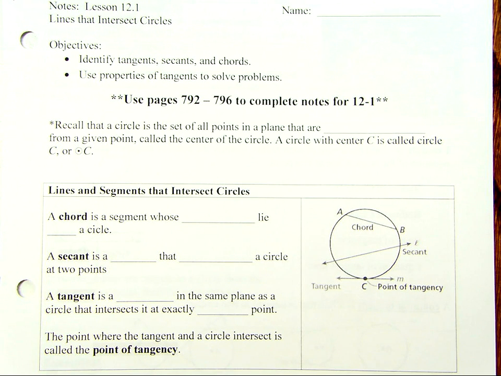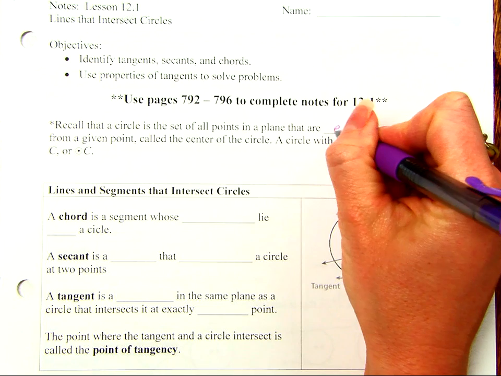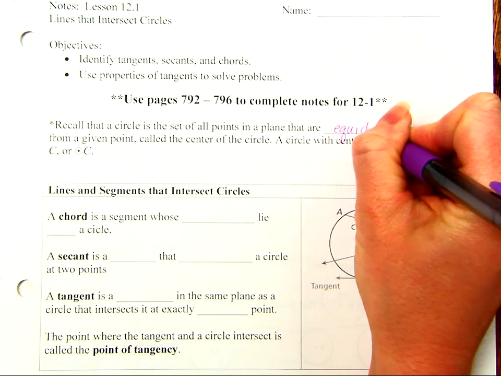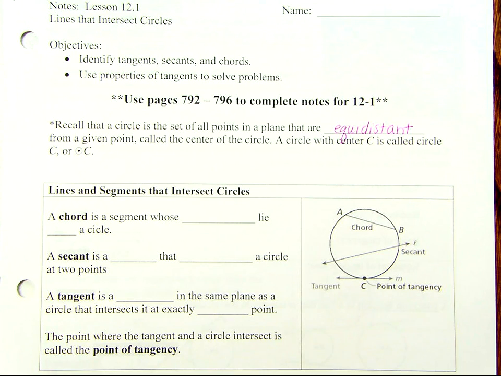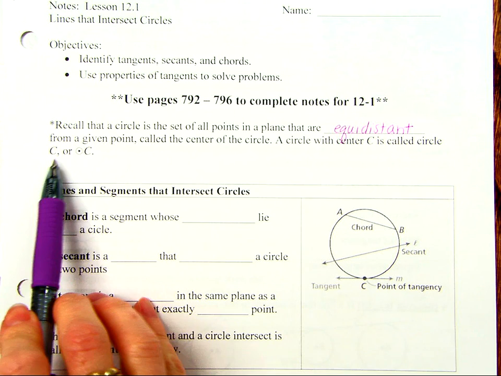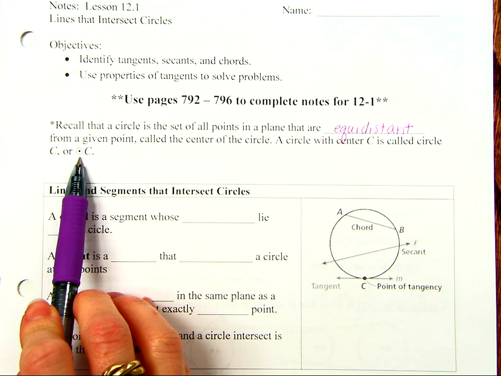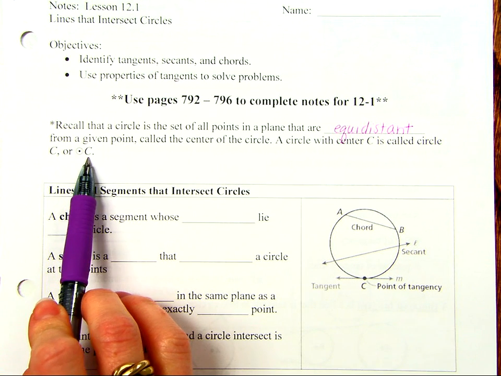It says, recall that a circle is the set of all points in a plane that are equidistant from a given point, called the center of the circle. A circle with a center C is called circle C, or they may use this symbol for circle C.